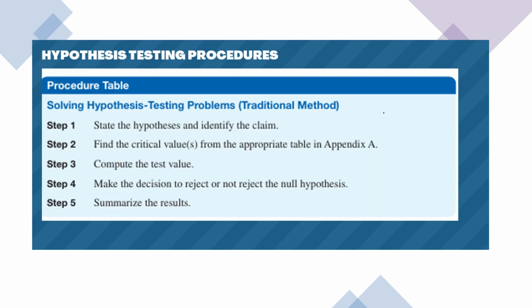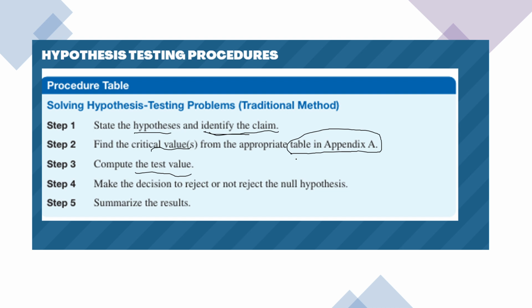So here are the procedures. The first one is state the hypothesis and identify the claim. Find the critical values from the appropriate table in Appendix A, compute the test value, and make the decision to reject or not to reject. This table is in the appendix of the Bluman book. Then make the decision to reject or not to reject the null hypothesis, then summarize the results.